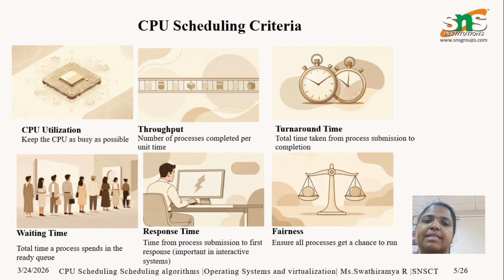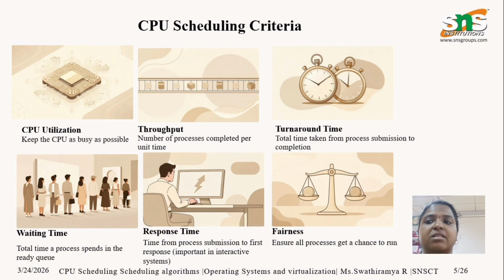Let's discuss the CPU scheduling criteria. What criteria will be needed for CPU scheduling? There are six criteria. I'll start from the first. CPU utilization, that is, we have to keep the CPU as busy as possible. We should not give resting time or idle time to the CPU. Only then has the CPU been utilized properly. So CPU utilization is the first criterion here.